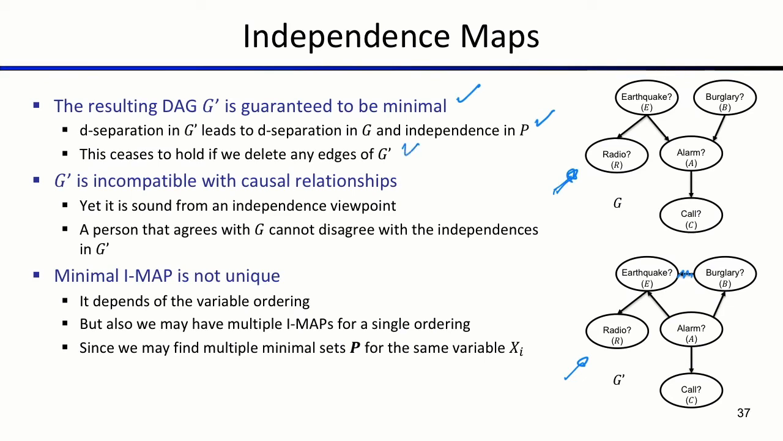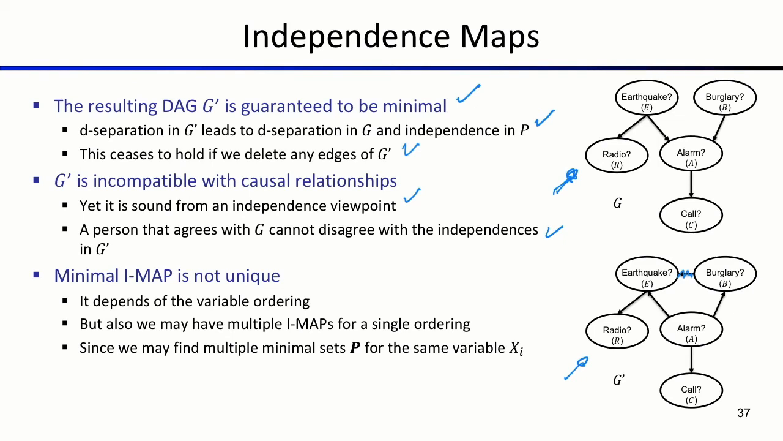So G prime is incompatible with the causal relationships. So yeah, we discussed that. It doesn't sound as clear to me as the G graph, yet it is sound from an independence viewpoint, in the sense that every d-separation that we find in G prime will be present in G too, and also will lead to independence in the distribution P. And it means that the person that agrees with G cannot disagree with the independence in G prime. That's good.